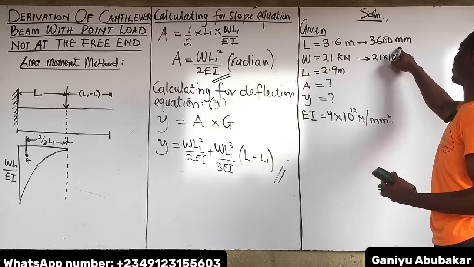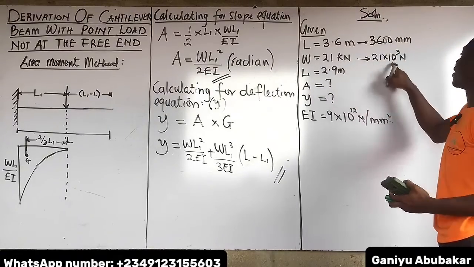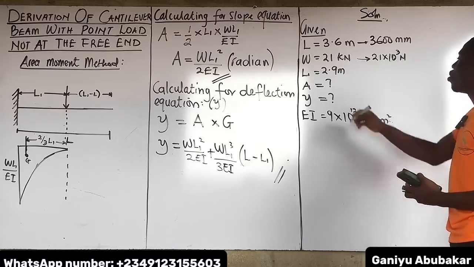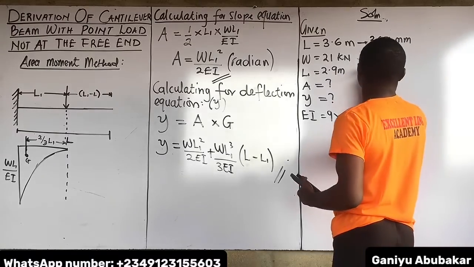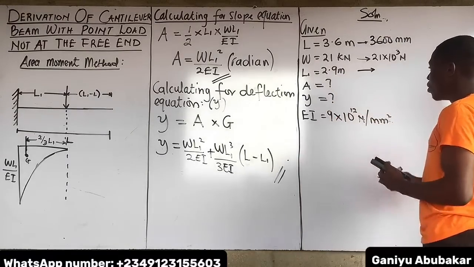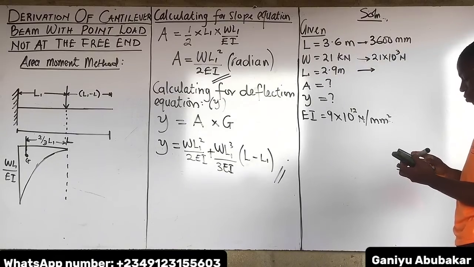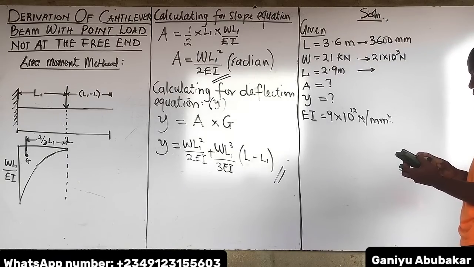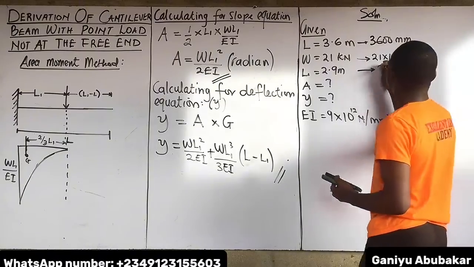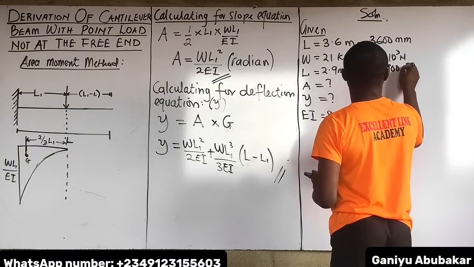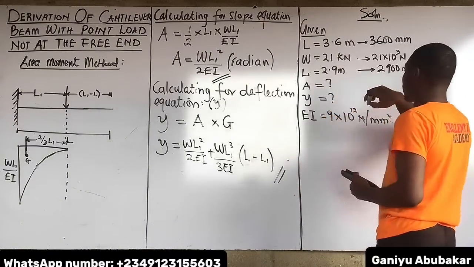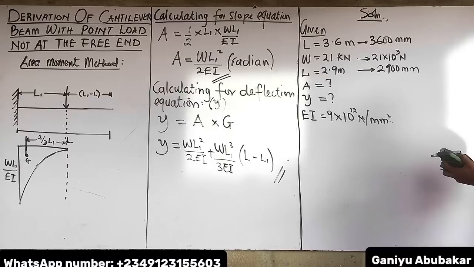All right, to convert kilonewton to Newton, that becomes 21 times 10 to the power 3, then Newton. Kilo is 10 to the power 3, so just replace kilo with 10 to the power 3, then you have Newton here. Convert this one here to millimeter. Simply what? Multiply by 1000. 2.9 times 1000 there, I'll have 2900 millimeters.